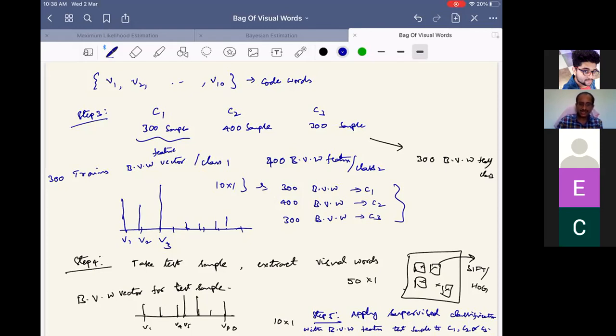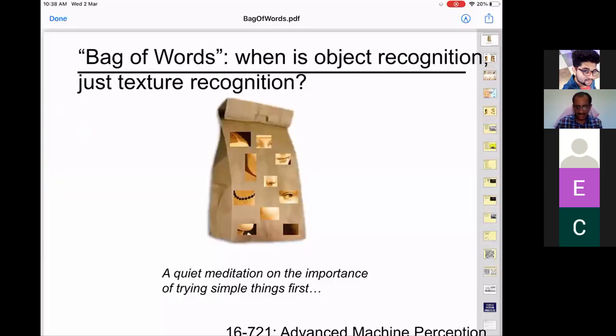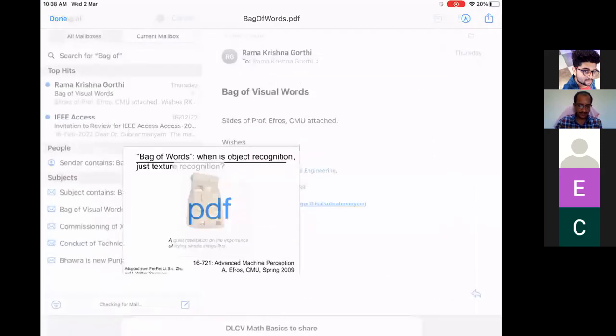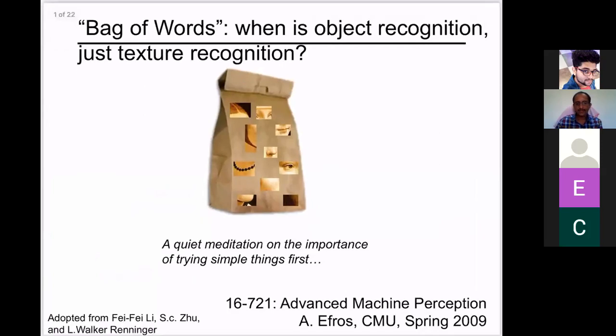Okay, fine. So now let us see some of the slides to understand this better. These are the slides from Professor Efros, Carnegie Mellon University. These are very well described slides, so I am directly leveraging from that.